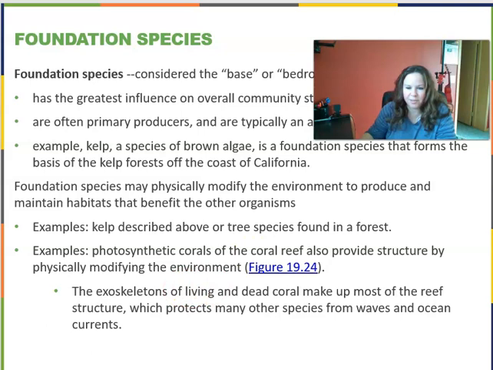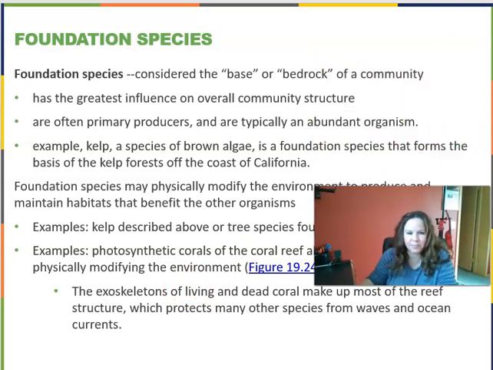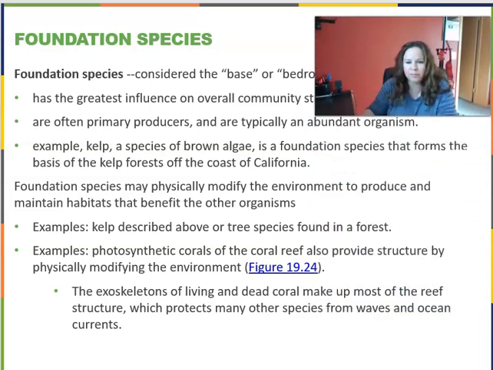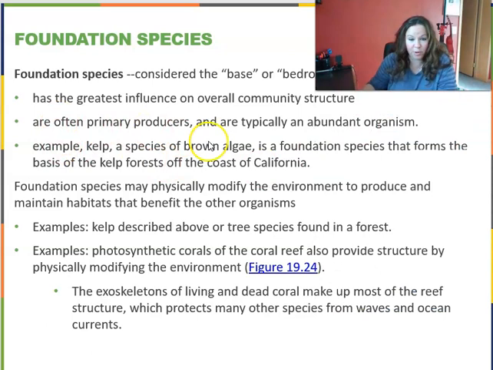So foundation species, we've briefly mentioned this. The foundation species are considered the base or bedrock of a community. It has the greatest influence on the overall community structure. They're often the primary producers, those that can do photosynthesis, and they're typically an abundant organism. So an example might be kelp, or a species of brown algae. That's a foundation species that forms the basis of the kelp forests off the coast of California.